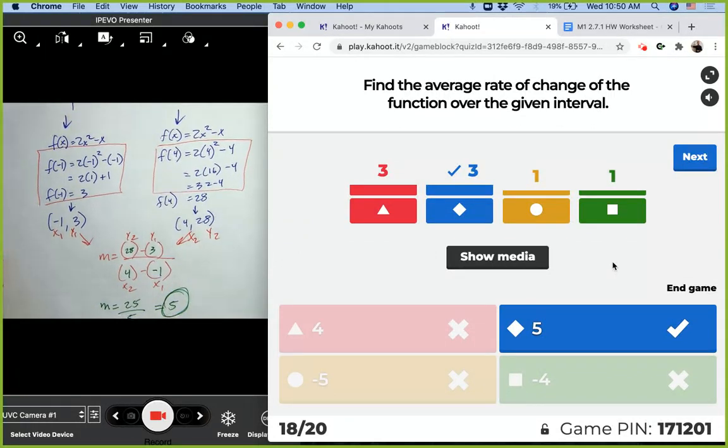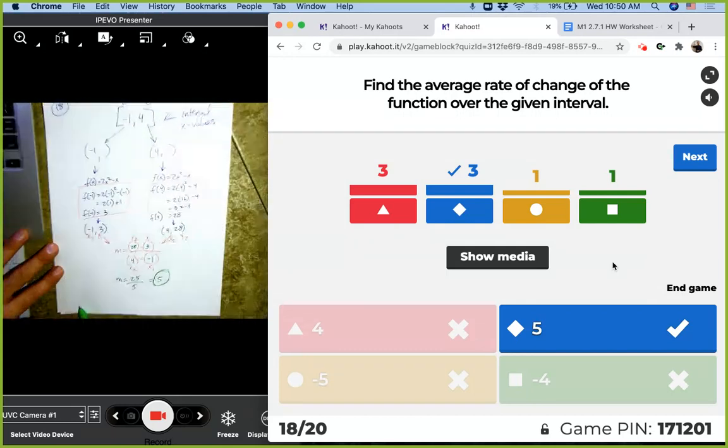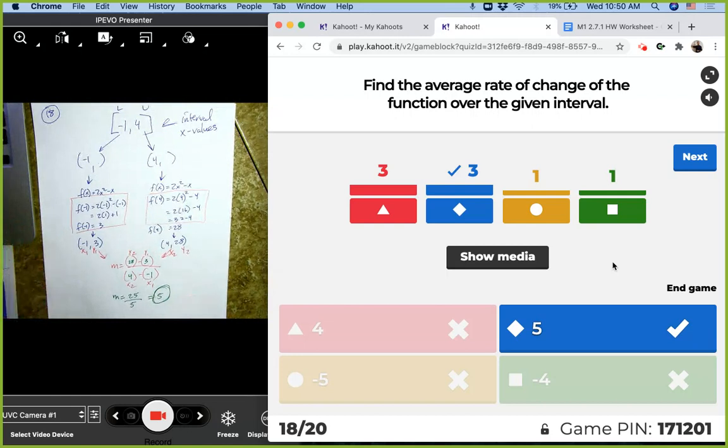Okay, I'm going to zoom out so you could take a screenshot of this. All right. Go ahead and screenshot that if you like. In 3, 2, 1.